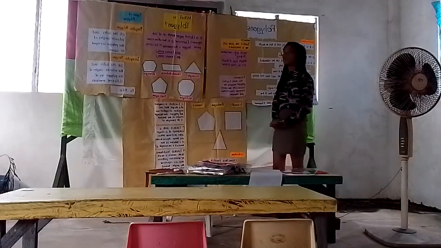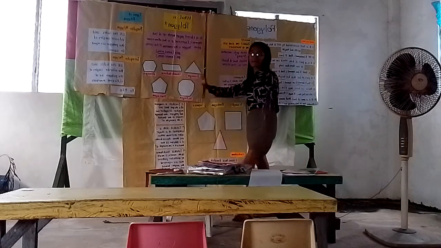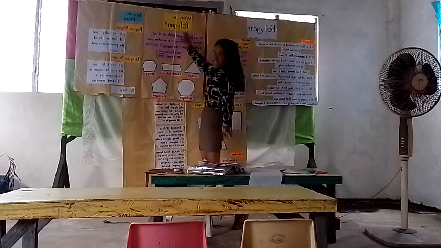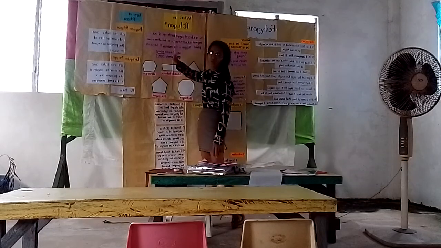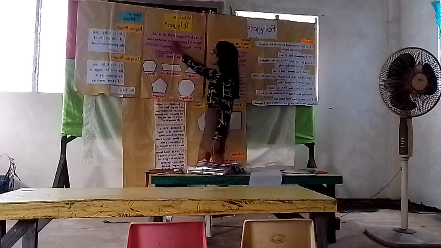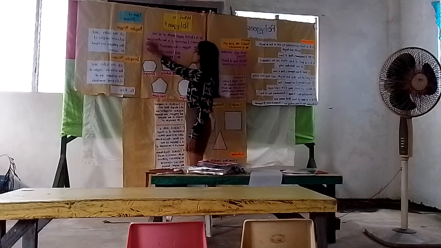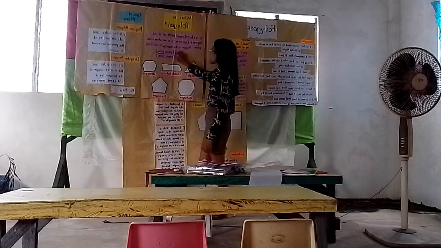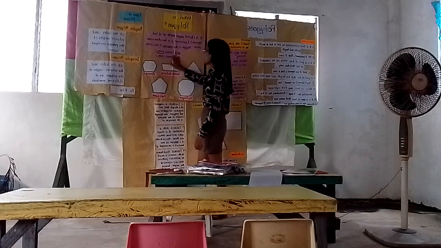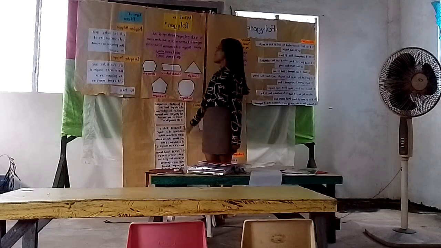Next for that, our topic for today is all about polygons. Okay, what is a polygon? A polygon is a closed figure made up of line segments, not curves, in two-dimensional planes. A polygon is the combination of two words. Poly means many. Gon means sides.